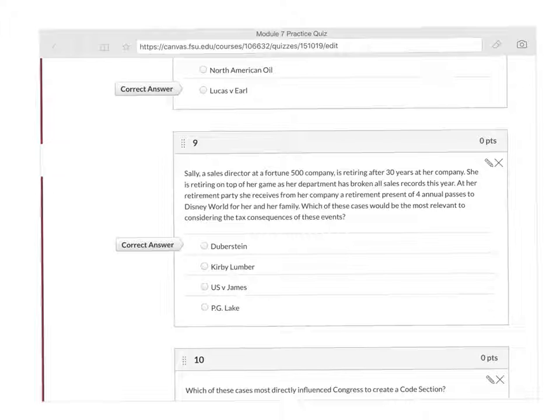This question is a little fact pattern. You might have a fact pattern where I say which of these cases is the most related to the issue. So I could even ask you about that. Okay? Here, she retires. She receives from her company a retirement present, a four passes to Disney World for her and her family. Which of these cases would be most relevant? Kirby Lumber deals with discharge of indebtedness. We don't have that. US v. James is illegal income. Not that. PG Lake is contract rights. Not that. So it's got to be the gift one, right? So with that one, you can either do process of elimination, or you just know, hey, it's a gift issue. Probably process of elimination, honestly, might work a little bit better because at least it narrows it down, right?